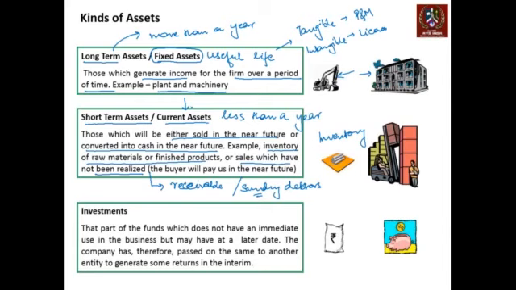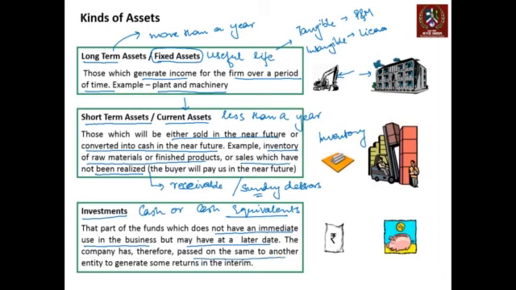But for simplicity purpose, the basic two current assets that we look at are inventory and accounts receivable, and these form the crux of what are going to be important parameters of how business is run, right? Then the third thing you could do with the money, it could be lying idle as either cash or cash equivalents. Now, what are cash equivalents? Cash equivalents are investments. Part of the funds which does not have an immediate use in the business, but may have at a later date.